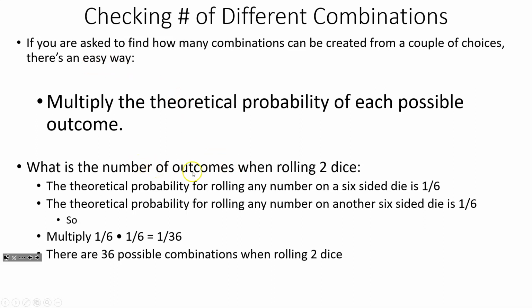So what's the number of outcomes when rolling 2 dice? Well, the theoretical probability for rolling any number on a 6-sided dice is 1 out of 6. So rolling a 1, you have a 1 out of 6 chance. Rolling a 2, you have a 1 out of 6 chance.